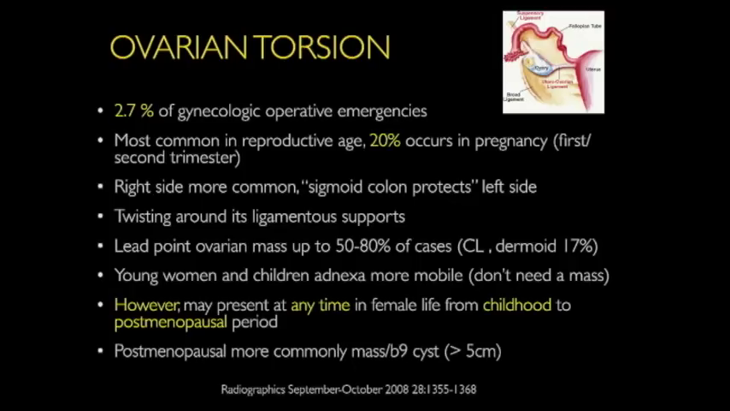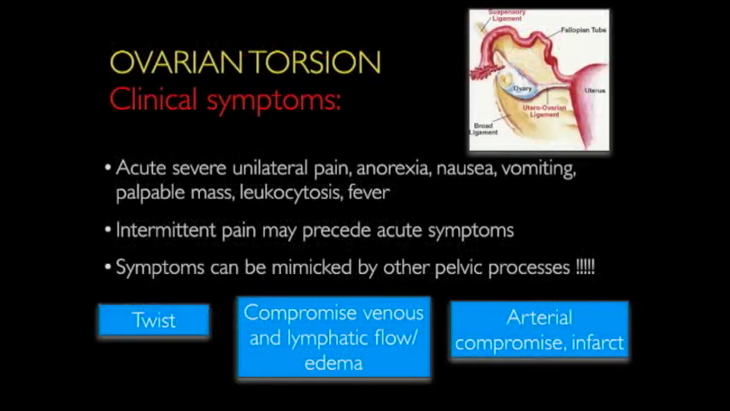However, in very young children or young adults, as well as young women, because of their very actively ovulating ovaries, and they also have more ligamentous laxity, they don't really have to have a mass for the ovary to torse. However, ovarian torsion can actually present at any time of female life, from childhood to the postmenopausal period. And in postmenopausal patients, we're more commonly looking for a mass, and the most common mass is actually a physiologic cyst. So what are the clinical symptoms?